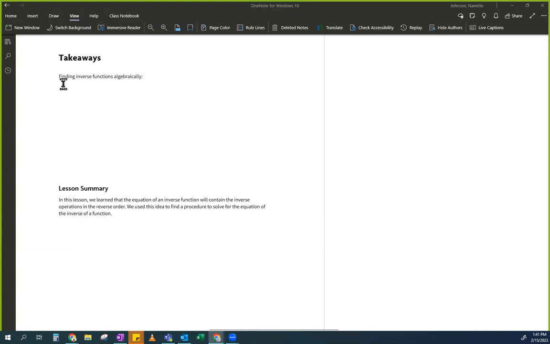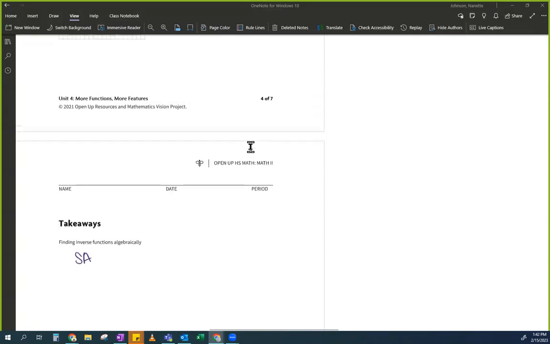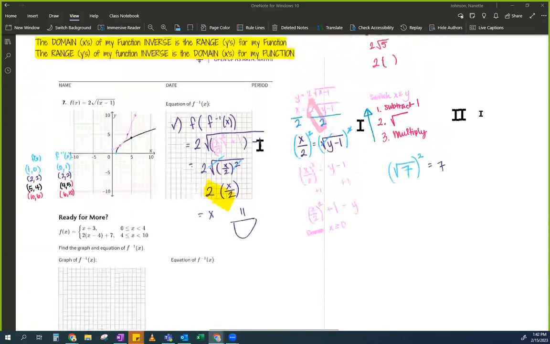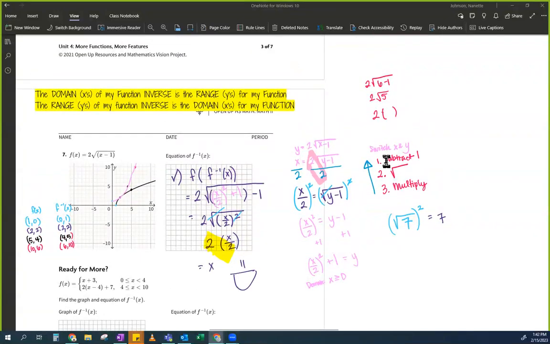The takeaways say finding inverse functions algebraically. I've given you two different methods, okay? And I don't know which one you like better. One of the methods that we used was SADMEP, right? I have a feeling you guys liked this way better, where you pretend you know the number and then you make a list and then you undo it going up. Did you like this way better or SADMEP better? Yeah, this was way easier.